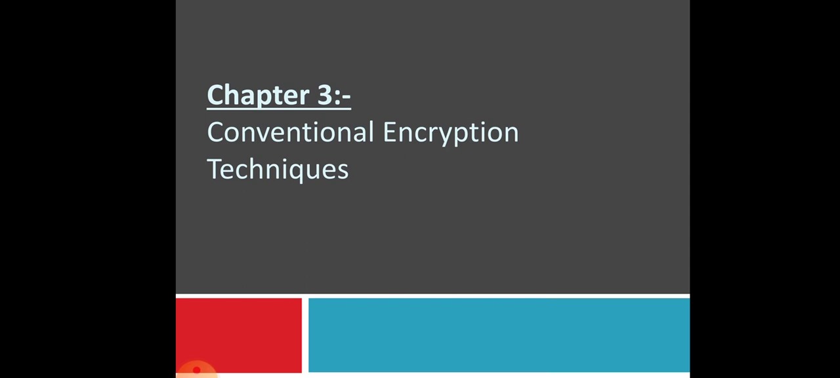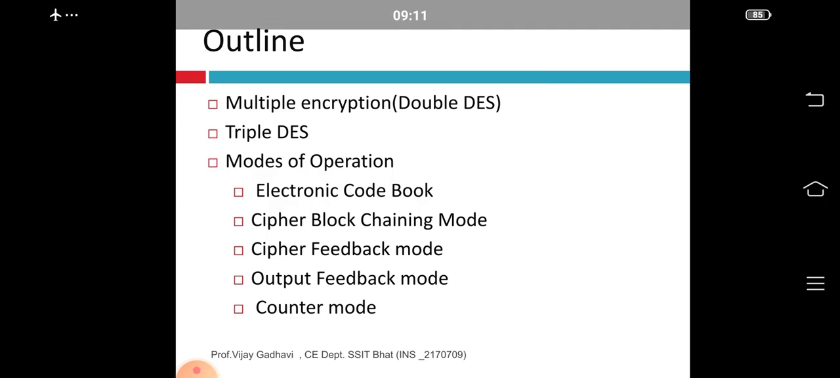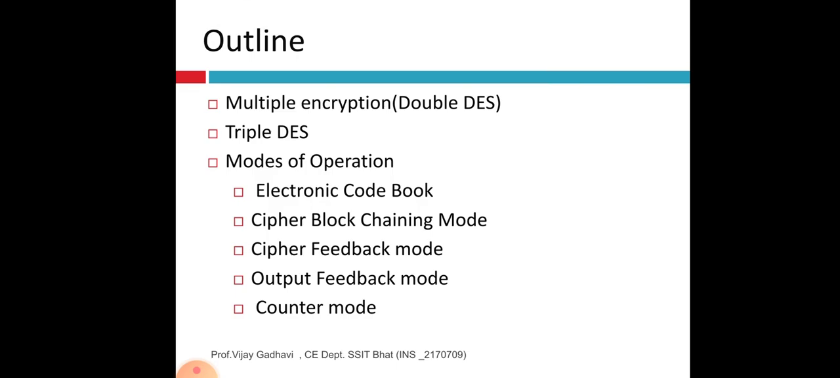Chapter 3 is called Conventional Encryption Techniques. The outline and highlighted points are multiple encryption, that means double DES and triple DES, and modes of operation, in which we can cover electronic code book, cipher block chaining mode, cipher feedback mode, output feedback mode, and counter mode.